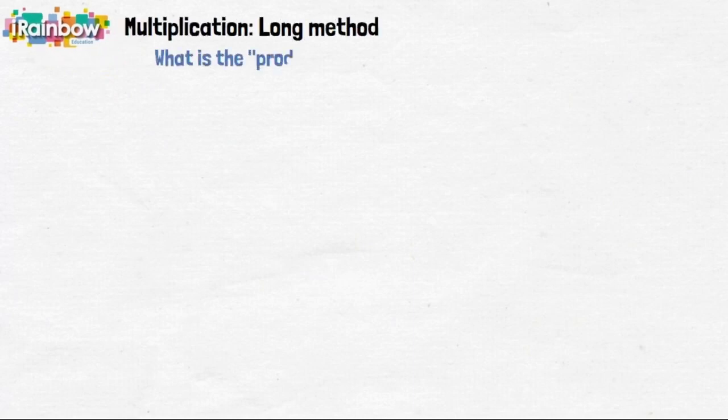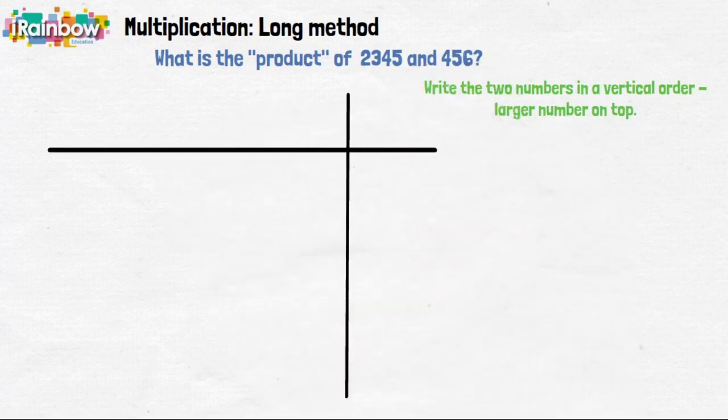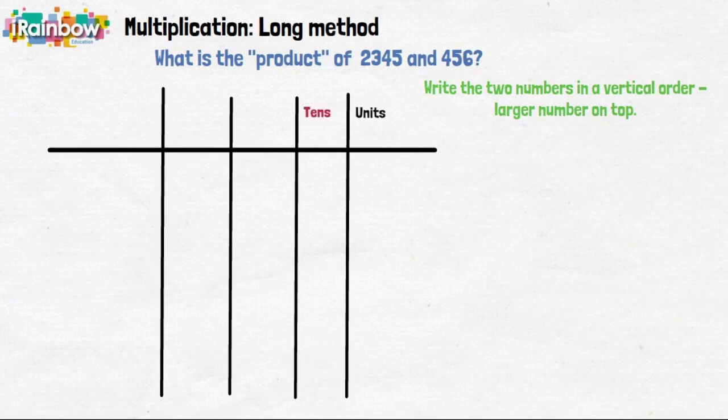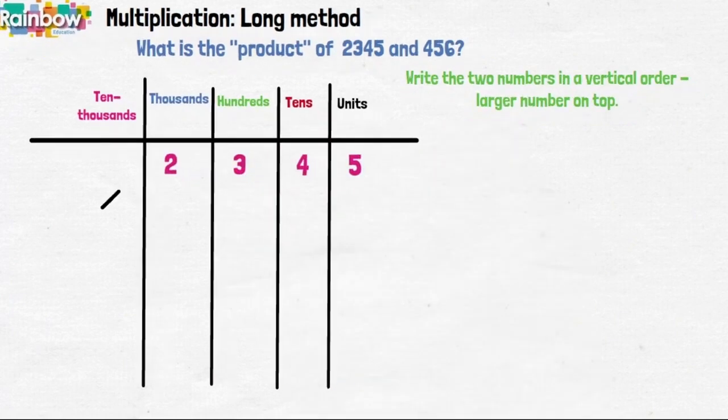In this video, we are going to discuss multiplication using the long method. What is the product of 2,345 times 456? Jot down your digits vertically into the correct place values: units, tens, hundreds, thousands, and 10,000s. Write the larger number at the top.